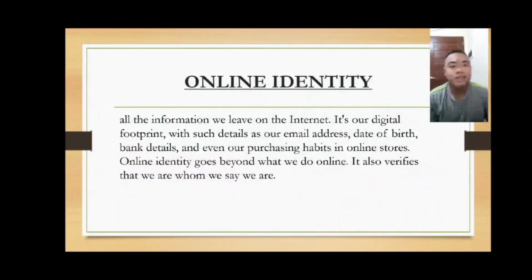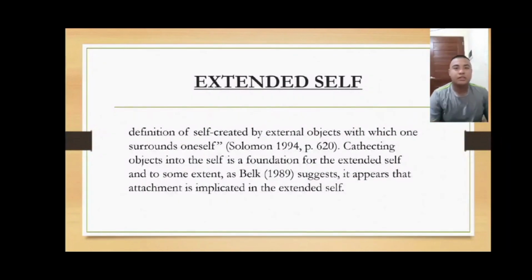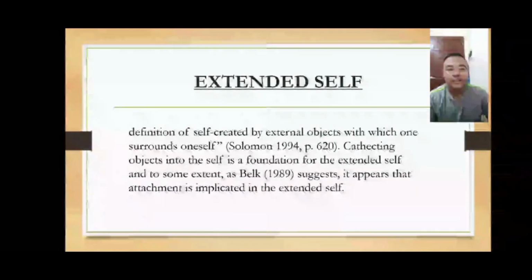And then online identity is your details in your life from birth to right today. And then the extended self, which is created by external objects with which one surrounds oneself. For example, your father is a basketball star in the NBA, whom you can see on social media or on TV, and you idolize him, and that can impact your attachment to yourself. So that is an example of the extended self.